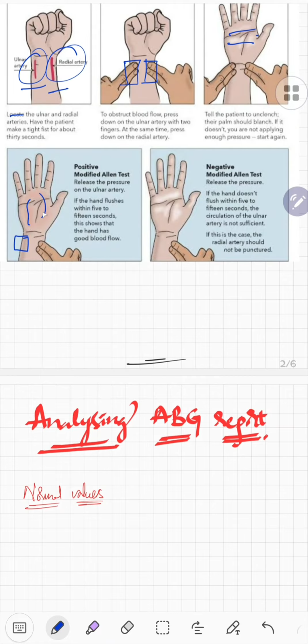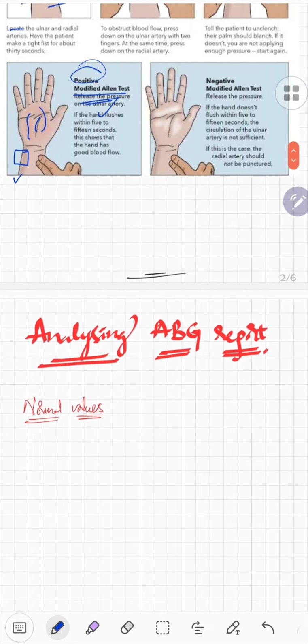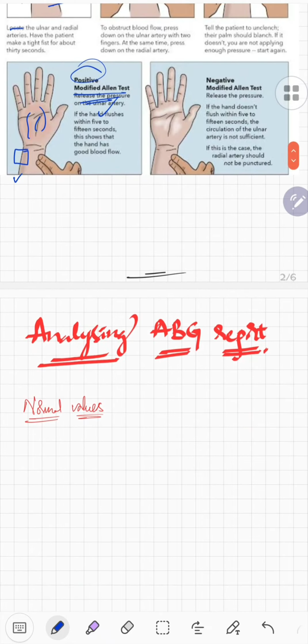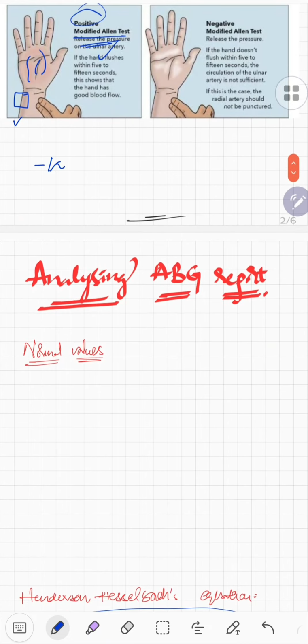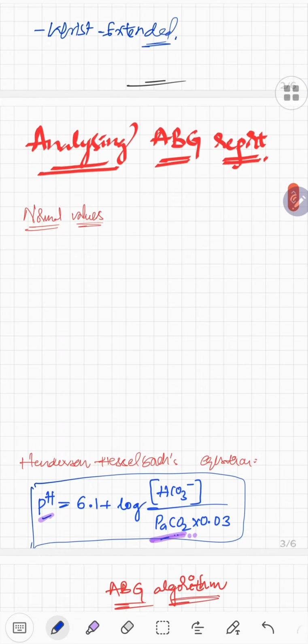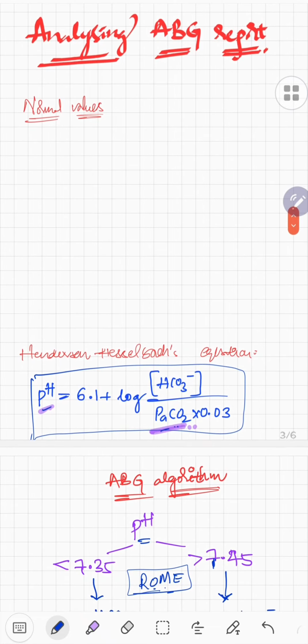If our palm turns pinkish in color, it indicates the ulnar artery is patent, and it is called a positive modified Allen's test. And we can go ahead with the poking and taking the sample. One more thing we have to remember is the wrist should be extended to take the sample. After taking the sample, we will send it to the lab, and then we will get the report and we will have to analyze.